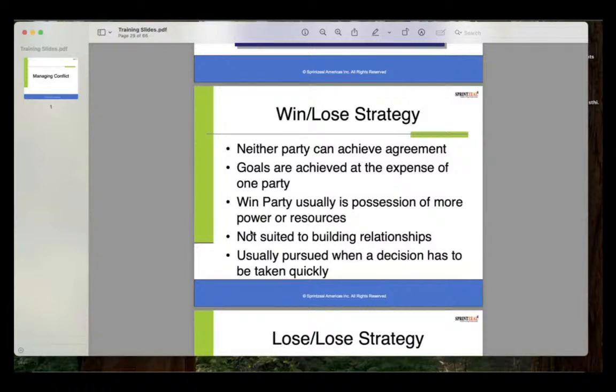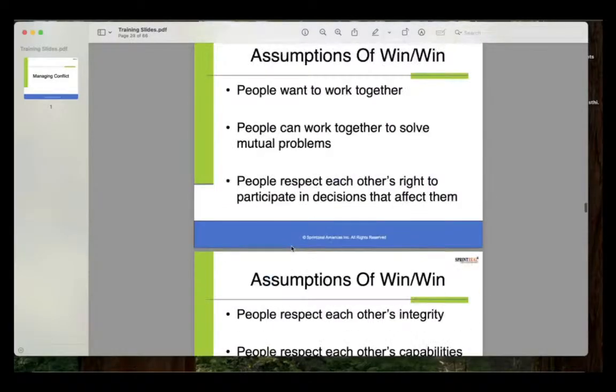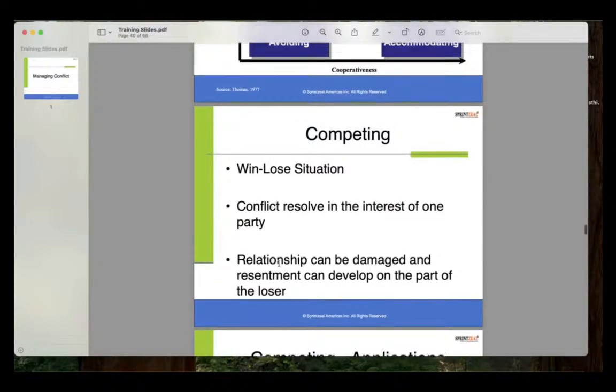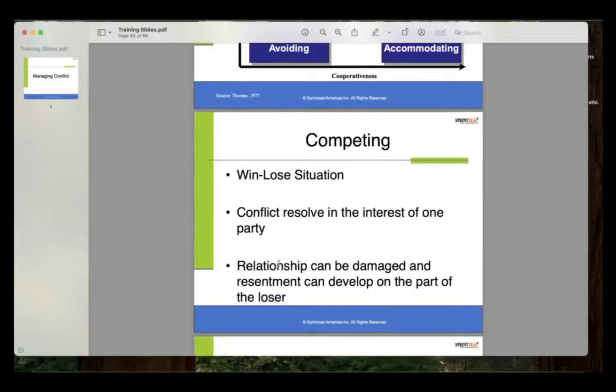Also it is not suited to building relationships. This is very important to understand, for which situation, which style we should pick. That is why these points are given here, to understand better in which particular situation. So if it is about building relationships, we should not use this strategy. Relationships can be damaged and resentment can develop on the part of the loser. So if there is any conflict where we have to build relationships, it is not advised to use this one.